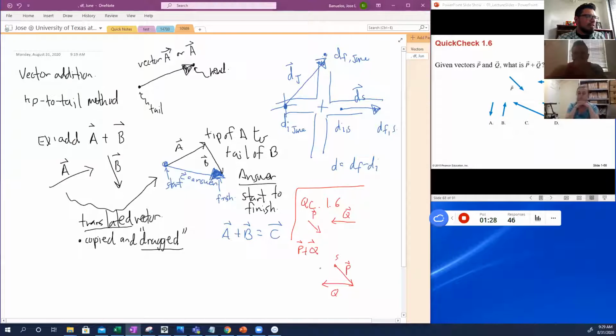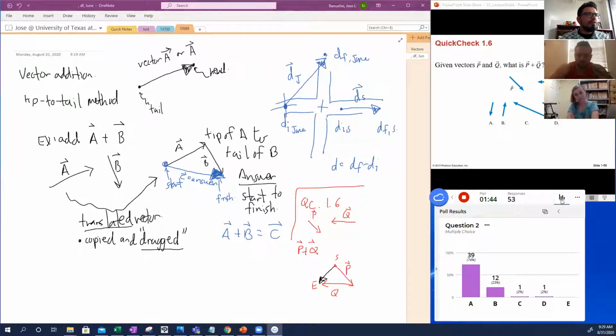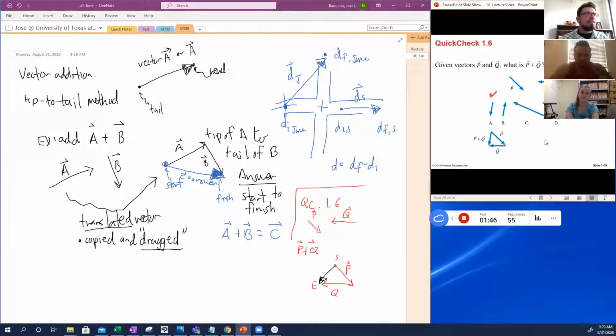And so we started here. We ended here. So then the answer, as some of you correctly have answered already, is going to be the arrow that connects the start point to the end point. So it'll be something that looks like that. All right. So if we go to the next slide, sure enough, we see that's how it worked out.